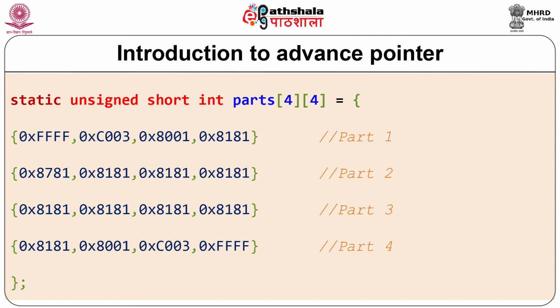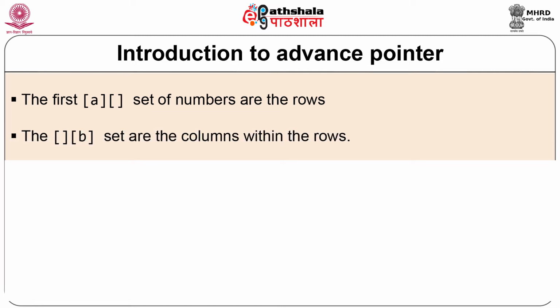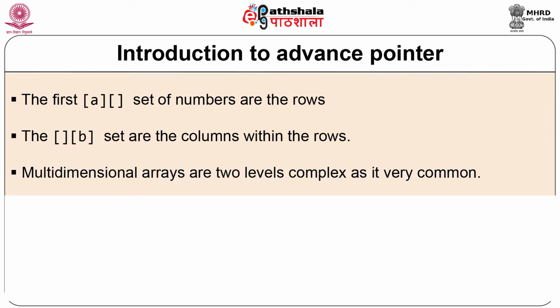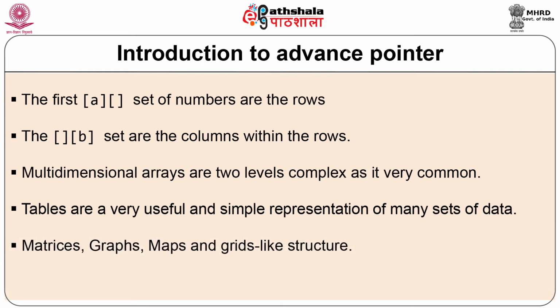So in this we have made provision for 16 elements and therefore 16 memory addresses divided into part 1, part 2, part 3 and part 4. In the first bracket A, with the second bracket empty, the set of numbers are rows, and with the first bracket empty, the second bracket B, the set are columns with the rows. The multidimensional arrays are 2-level and very common because tables are very useful and simple representations of many sets of data, matrices, graphs, maps and grid-like structures.